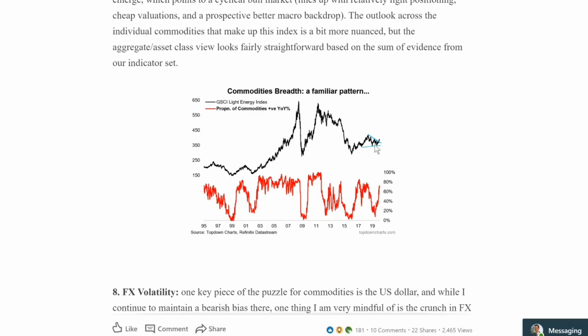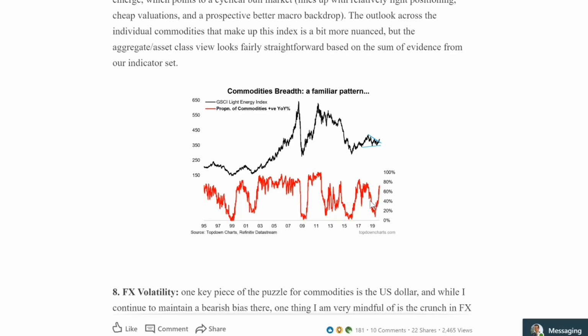As you'll see in here, that black line is the light energy index. So what does that mean? It's the version of the GSCI that has more equal-weighted allocation across the different commodities, so it's a more diversified index. The normal GSCI commodities index has quite a significant exposure to energy, I think almost something like 70%, so it makes it very much a reflection of what oil's basically doing.